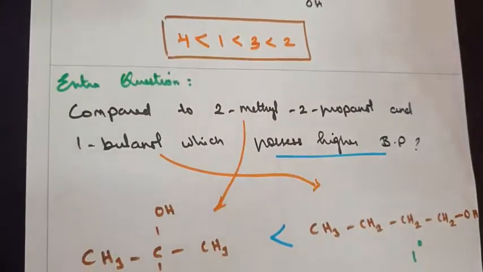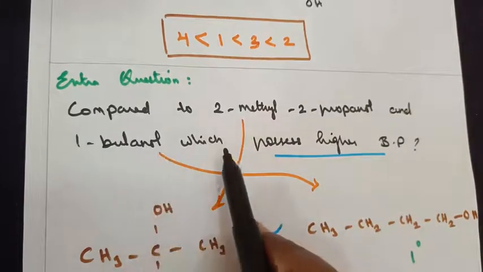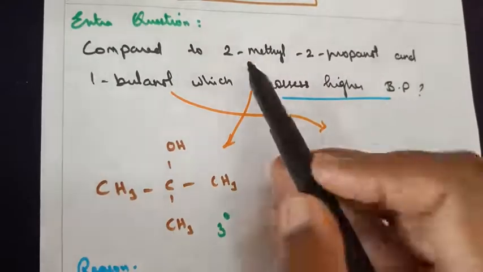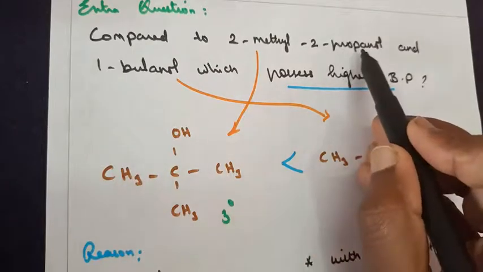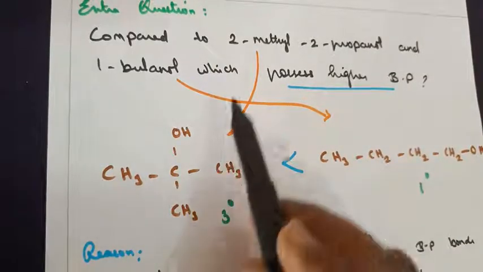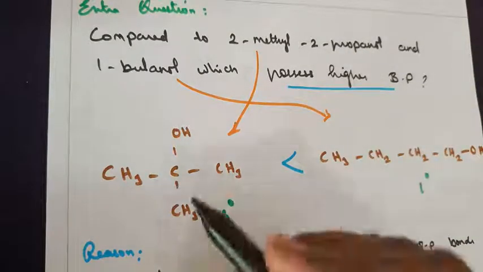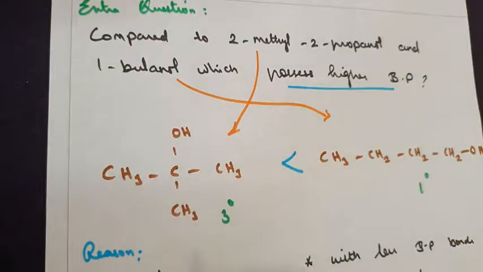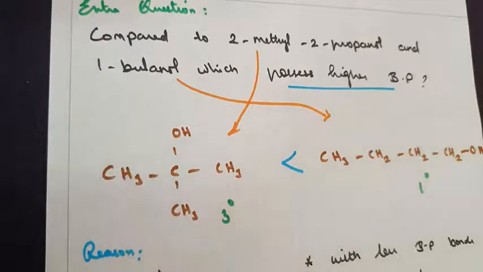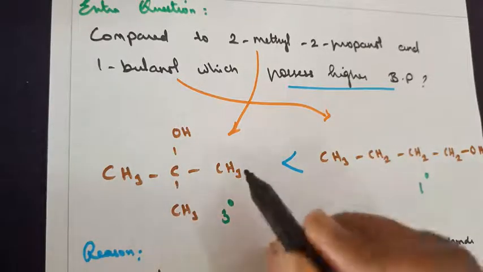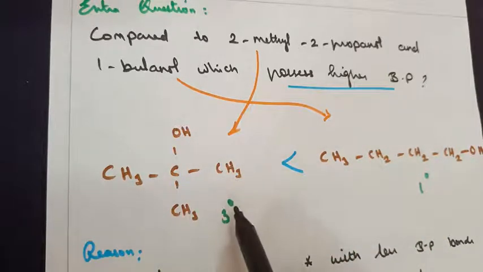Moving on to one more question. Comparing 2-methyl-2-propanol and 1-butanol, which possesses the higher boiling point? Now 2-methyl-2-propanol, you have already seen the structure. How do we write it? Propan stands for 3 carbon, 1, 2, 3. 2-methyl and 2-propanol: the second carbon has a methyl substitution, and the second carbon has a hydroxyl substitution. Hence the structure here. If you look at the alkyl groups, CH3 is one alkyl group, CH3 is another, and CH3 is another. 3 alkyl groups, hence we call it a tertiary alcohol.